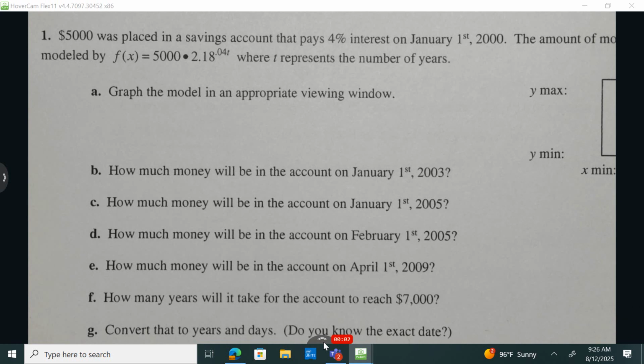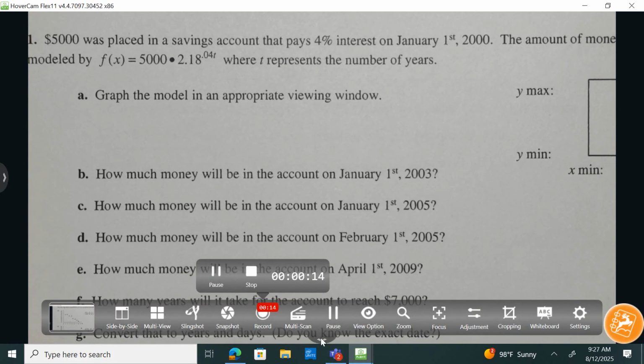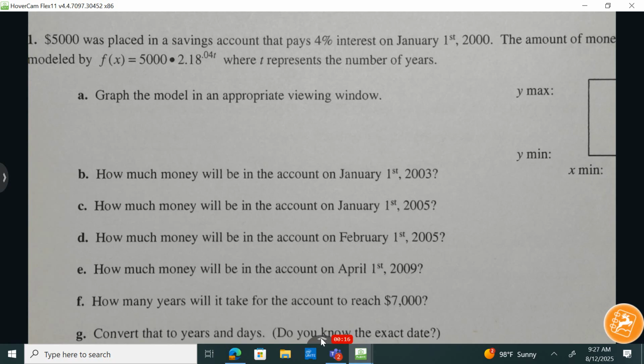Okay, here we go. $5,000 was placed into a savings account that pays 4% interest on January 1st, 2000. The amount of money in the account can be modeled by the following equation where T represents the number of years. What we're going to do right now is highlight the most important parts. Please do not highlight anything unless I ask you to.